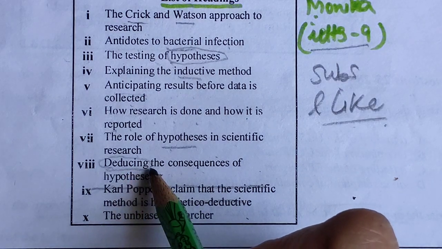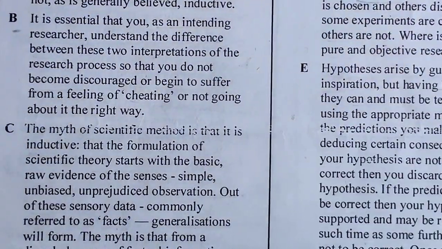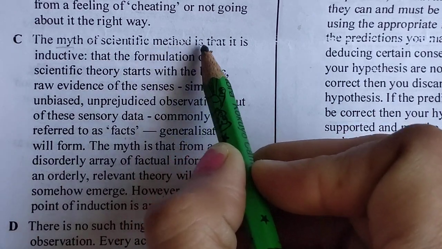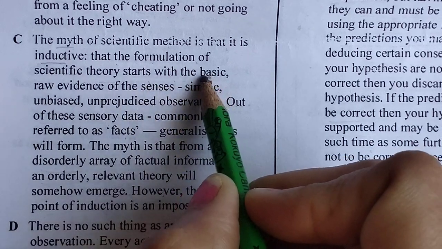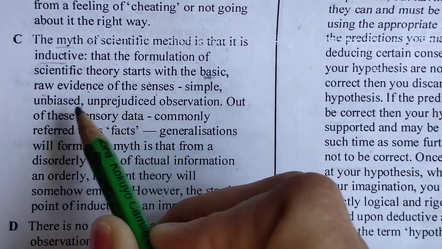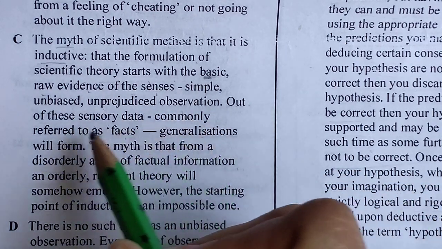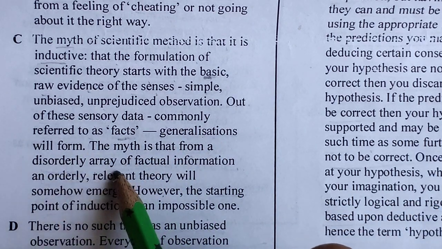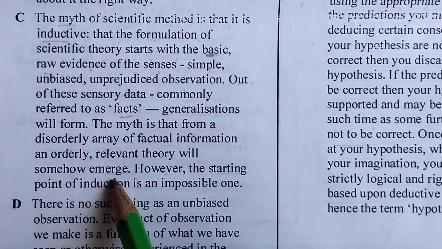Okay, let's read paragraph number C. Because A and B paragraphs they have already done, so we will start looking at C paragraph. The myth of scientific method is that it is inductive, that the formulation of scientific theory starts with the basic raw evidence of senses, simple, unbiased and unprejudiced observation. Out of these sensory data, commonly referred to as facts, a theory will form. The myth is that from a disorderly array of factual information, relevant theory will somehow emerge.